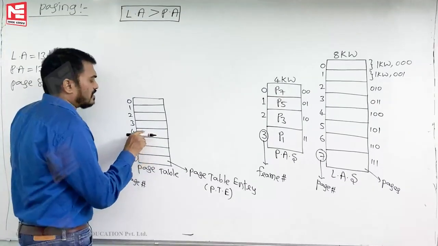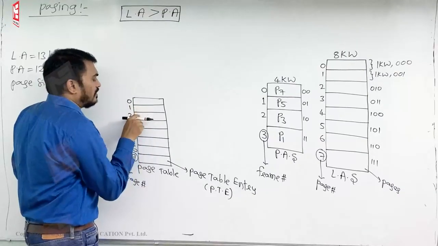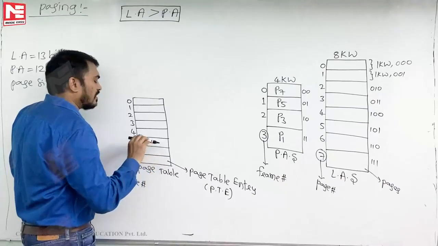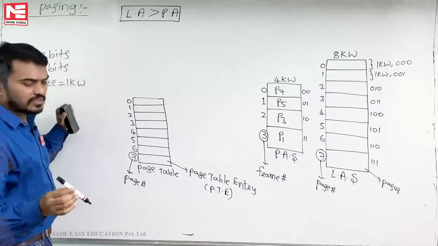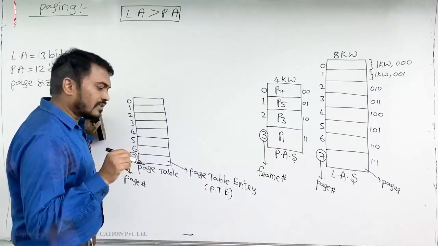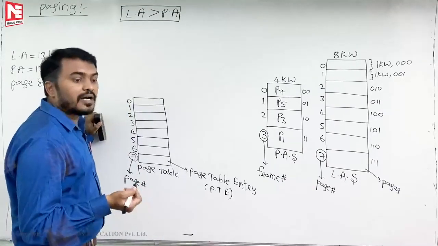Understand here, what is inside a page table entry? Just listen carefully. A page table entry definitely contains, first let me give you the notes: a page table entry definitely contains a frame number, but sometimes it may also contain additional bits.